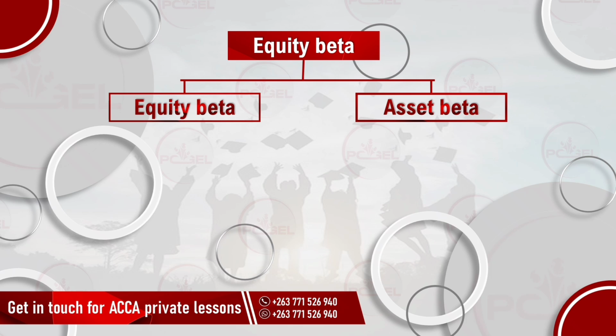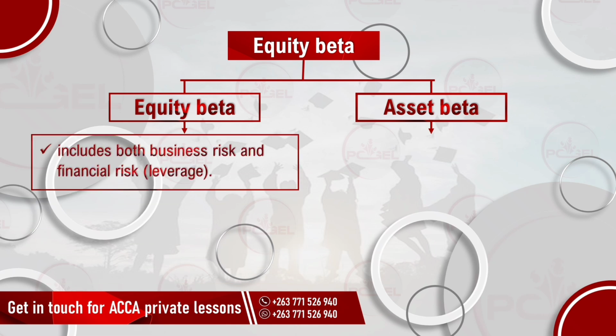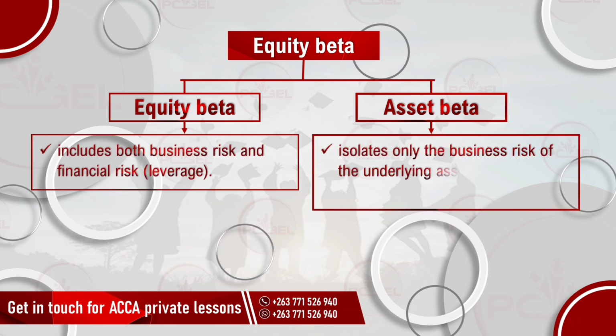The key relationship between the two is that the equity beta includes both business risk and financial risk, whereas the asset beta isolates only the business risk of the underlying assets, with higher debt amplifying equity beta. In simpler terms, the relationship shows how much debt magnifies equity risk, meaning as a company takes on more debt, its equity beta rises above its asset beta because equity holders bear more risk.